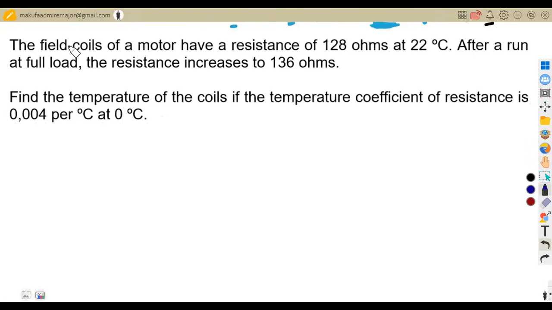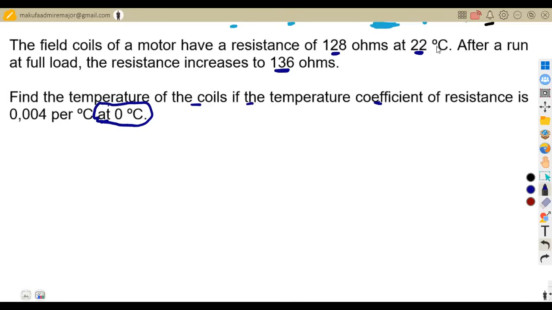We are given, in this case, the field coils of a motor have a resistance of 128 ohms at 22 degrees, take note, at this temperature. After they run at full load, the resistance increases too. So the resistance has changed from where it was to this value. The question is, find the temperature of the coils if the temperature coefficient of resistance is, take note, 0.04 per degree Celsius at this temperature.